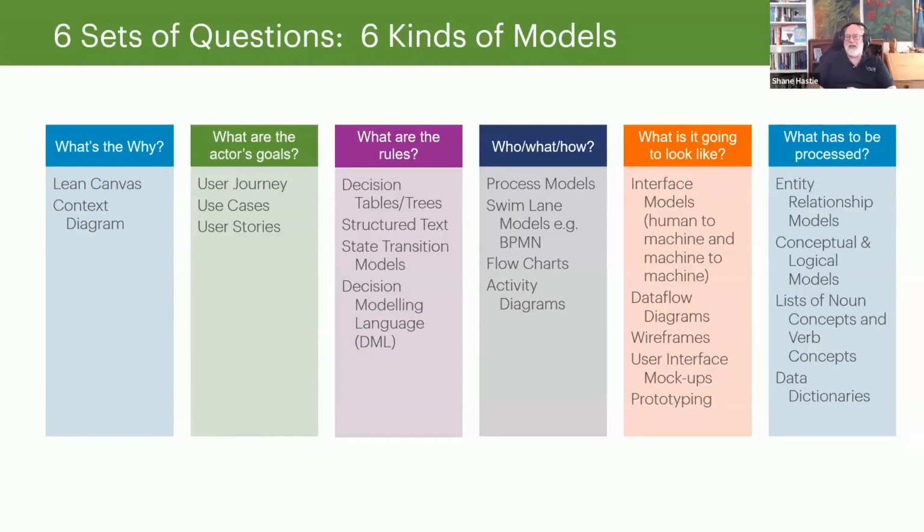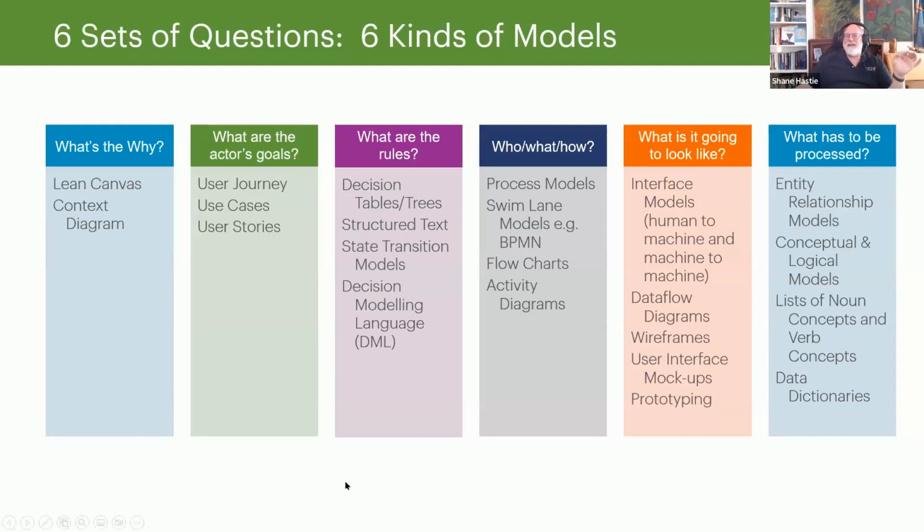What is this thing going to look like? So data flow diagrams, wireframes, or do we just go with simple UI mockups using bits of paper or tools like Figma or Miro? Do we build prototypes? Do we do the more structured interface models, particularly around machine to machine? And then thinking about what has to be processed? What is the information? Data models, entity relationship diagrams, conceptual and logical, or is it just good enough to produce a data dictionary and we'll do that technical stuff during the implementation?